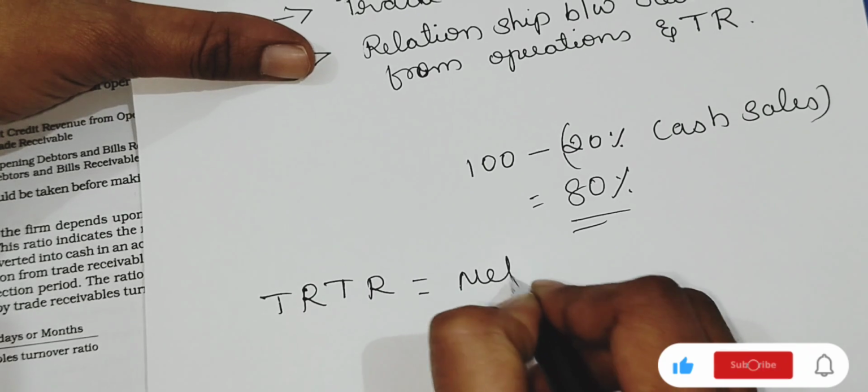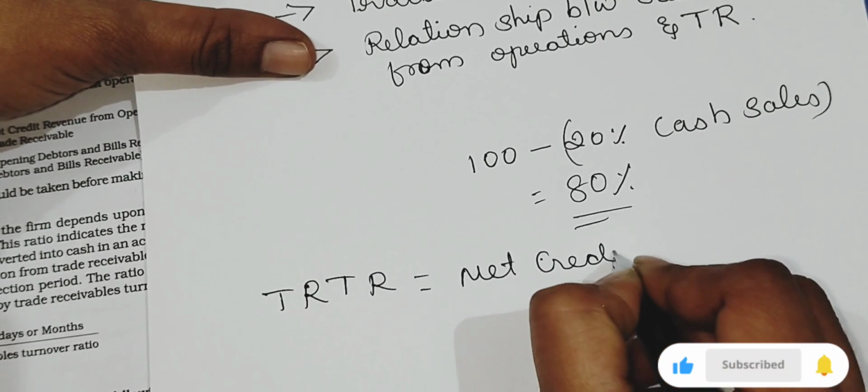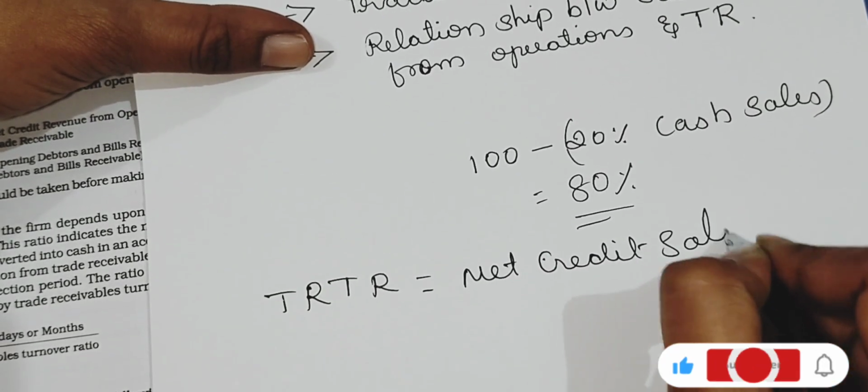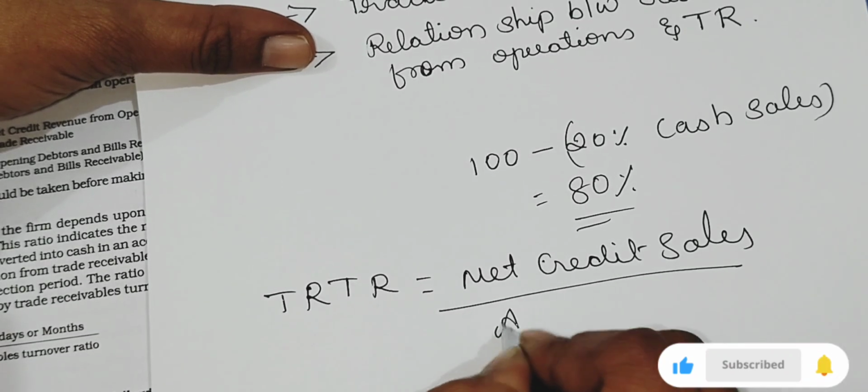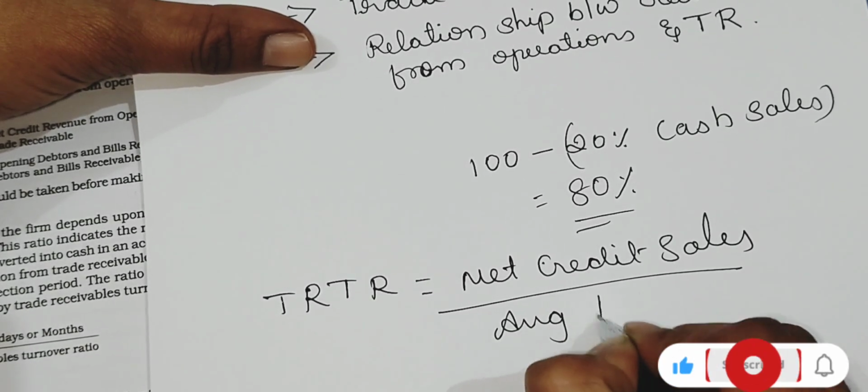So I will write net credit sales divided by average trade receivables.